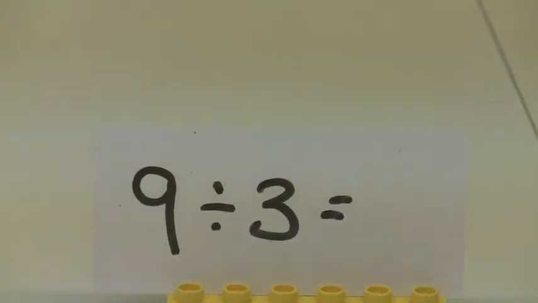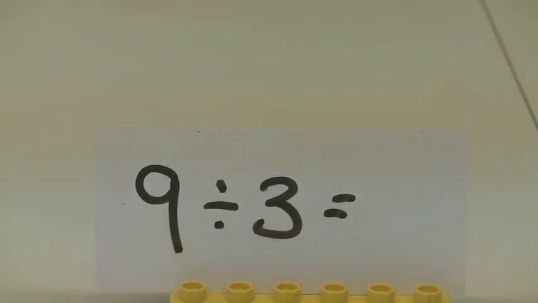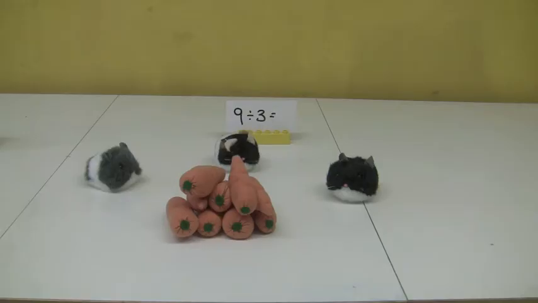Let's try another one. 9 divided by 3. So first of all, we'll do it with the carrots and the guinea pigs. Here I have a pile of 9 carrots, and I'm going to share them between the 3 guinea pigs. Let's see how many they get.